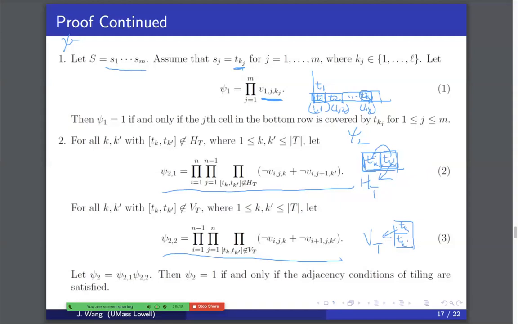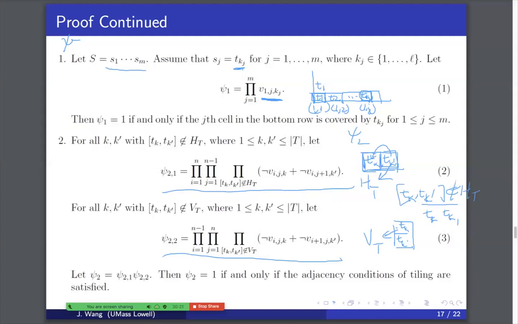So that means that if they are not in HT, then they cannot. So if TK and TK prime is not in HT, then they cannot be placed in it. They cannot both be placed in it. One of those could be placed in it, but not both. So if TK prime is not in HT, they cannot be placed horizontally next to each other, then we can only place TK exclusive or TK prime in those places. You cannot put both of them.